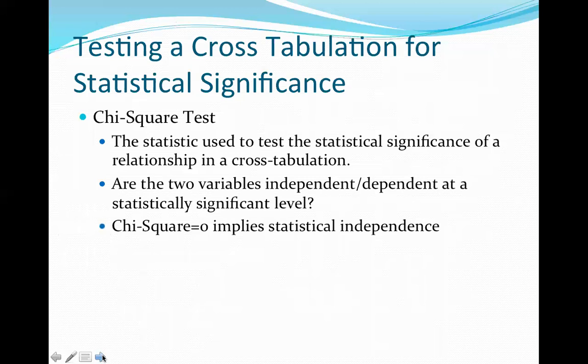So a chi-square of 0 would imply complete statistical independence. And then I'm going to show you in a little bit, if we have a chi-square different than 0, how to know whether it's at a statistically significant level or not.